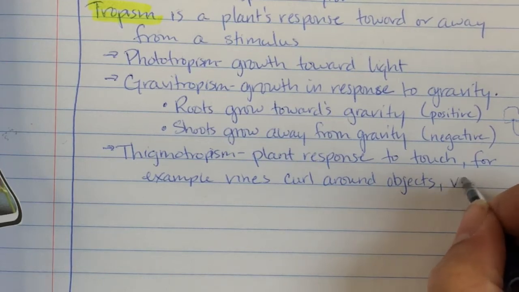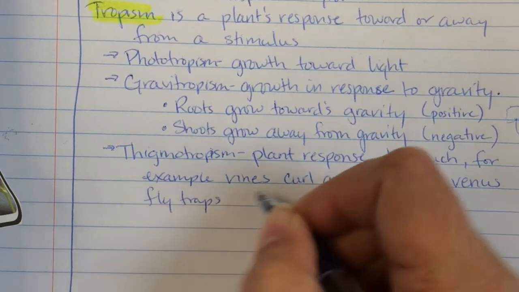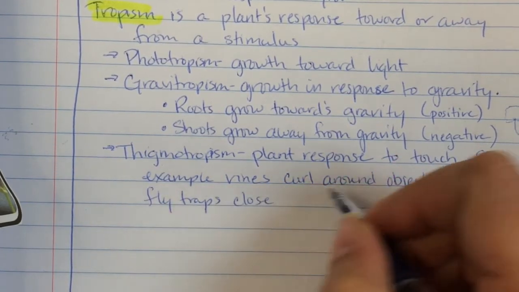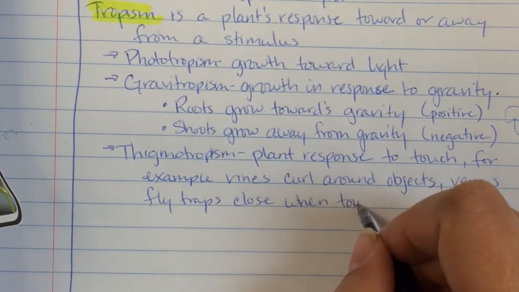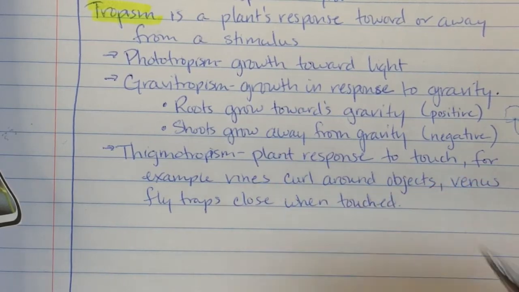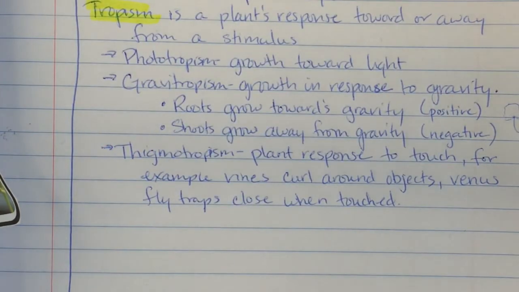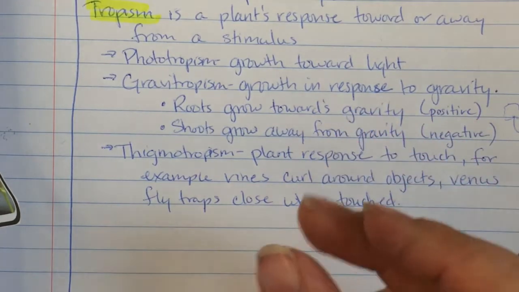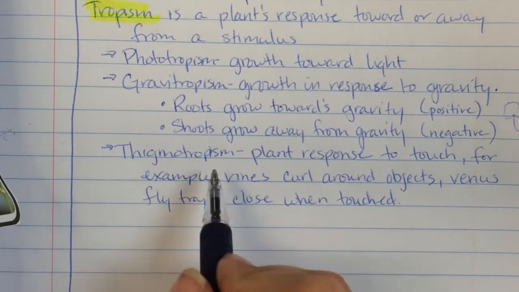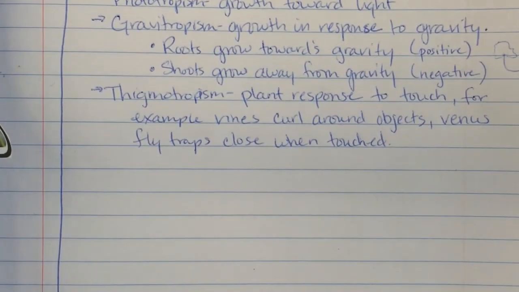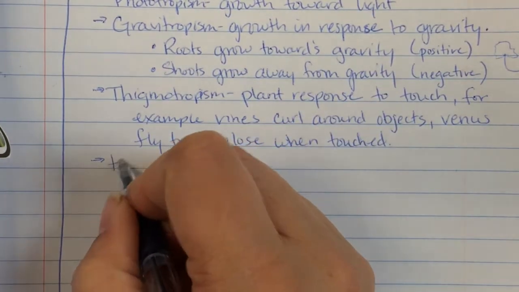And Venus flytraps close when touched. So when a fly lands in there, the little mouth goes and closes in around it. There's lots of other ones. There's a sensitive plant that the leaves actually curl up if you touch them. A lot of cool things. Just, again, go YouTube thigmotropism and you'll see some neat stuff. The last tropism we're going to hit on here is hydrotropism.